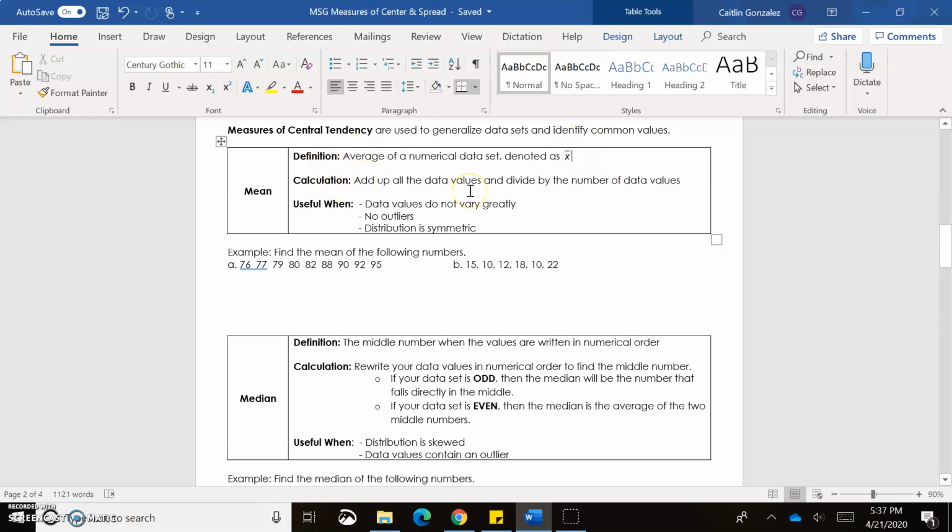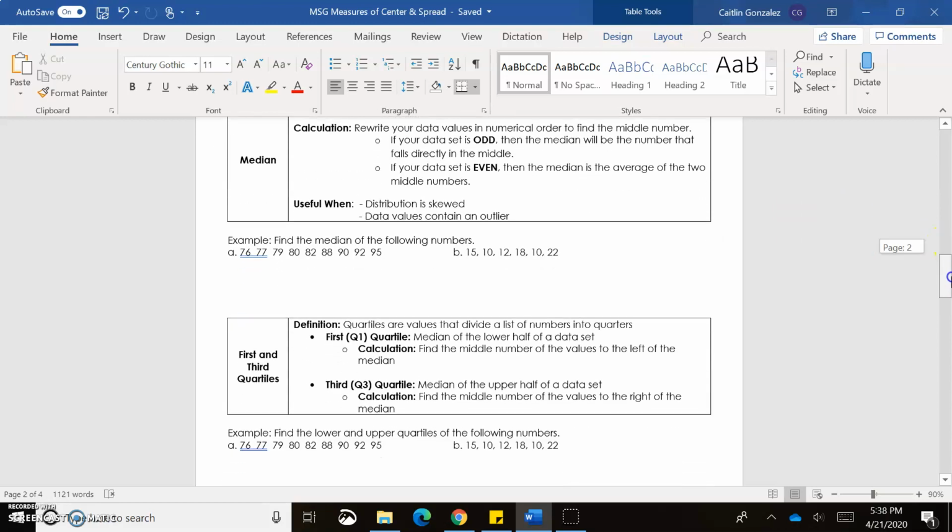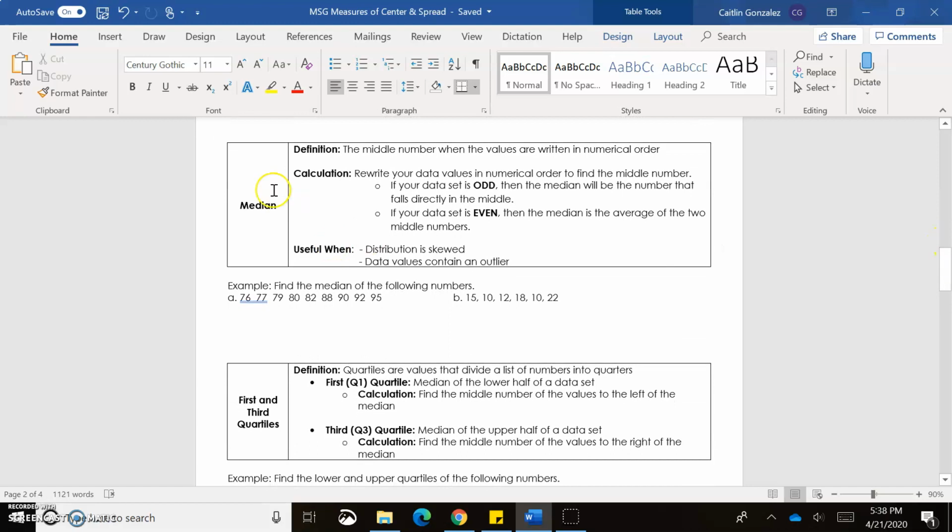To calculate mean, just quick reminder because you guys know this, just add up the data values and divide by the number of data values. The mean is especially useful when your data values don't have a great variation. We don't want to have any outliers in our data set, and we want our distribution of our data set to be fairly symmetric.